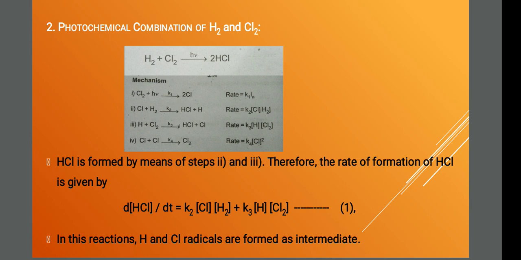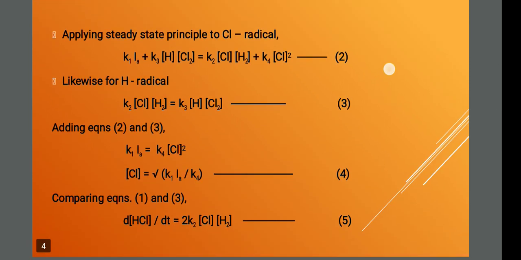If you take this equation 1, if we find two things, we can solve the equation. So chlorine radical is there as well as hydrogen radical is there. So we have to apply steady state principle and find the values. Applying steady state principle for chlorine radical, it is being formed in step 1 and step 3, and it is decomposed in step 2 and step 4. So if we equate that, we get K1 Ia plus K3 into H into Cl2 will be equal to K2 into Cl into H2 plus K4 into Cl the whole square.